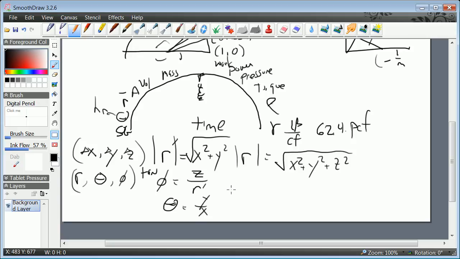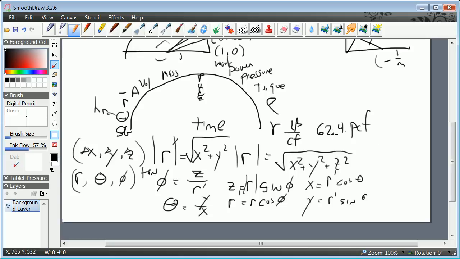And from that I might get to the point of knowing that z equals r, the magnitude of the vector, times the sine of the elevation angle, and r prime equals r times the cosine of the elevation angle, and x equals r prime times the cosine of theta, and y equals r prime times the sine of theta.